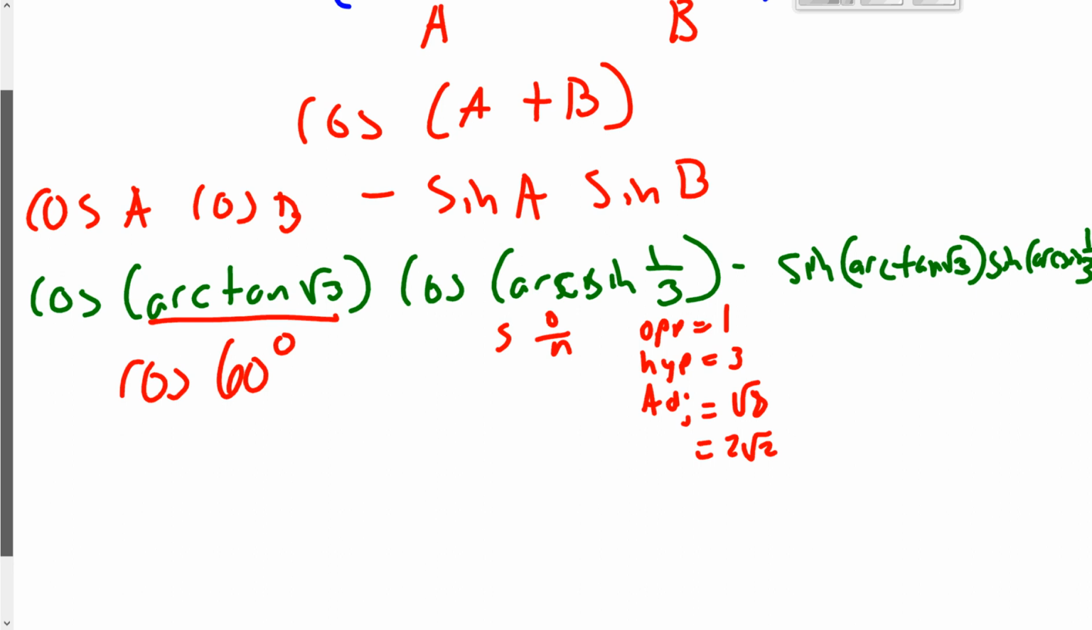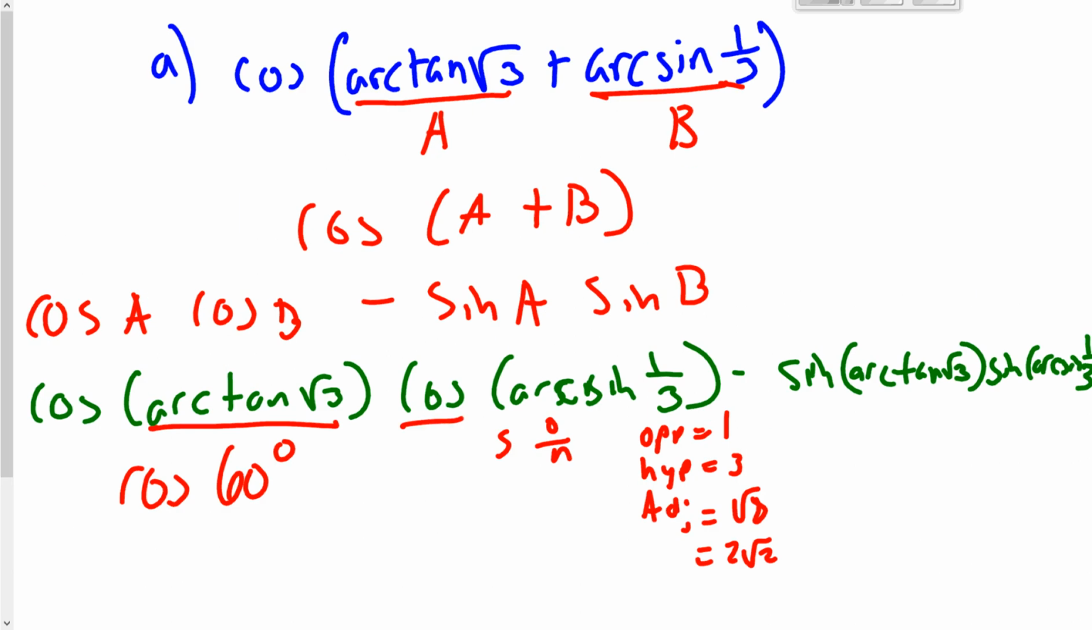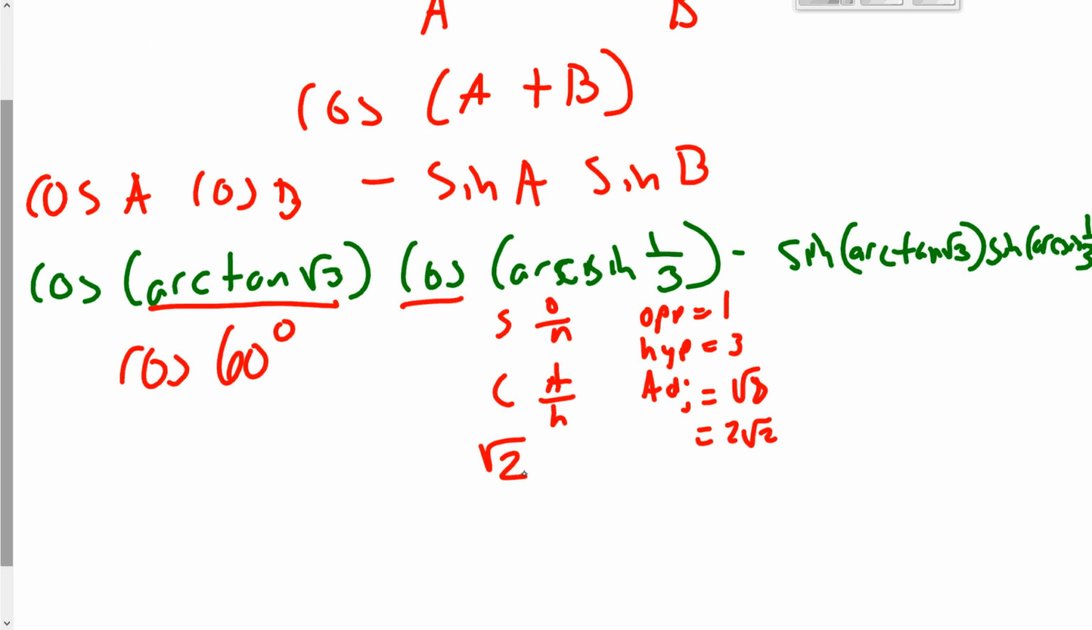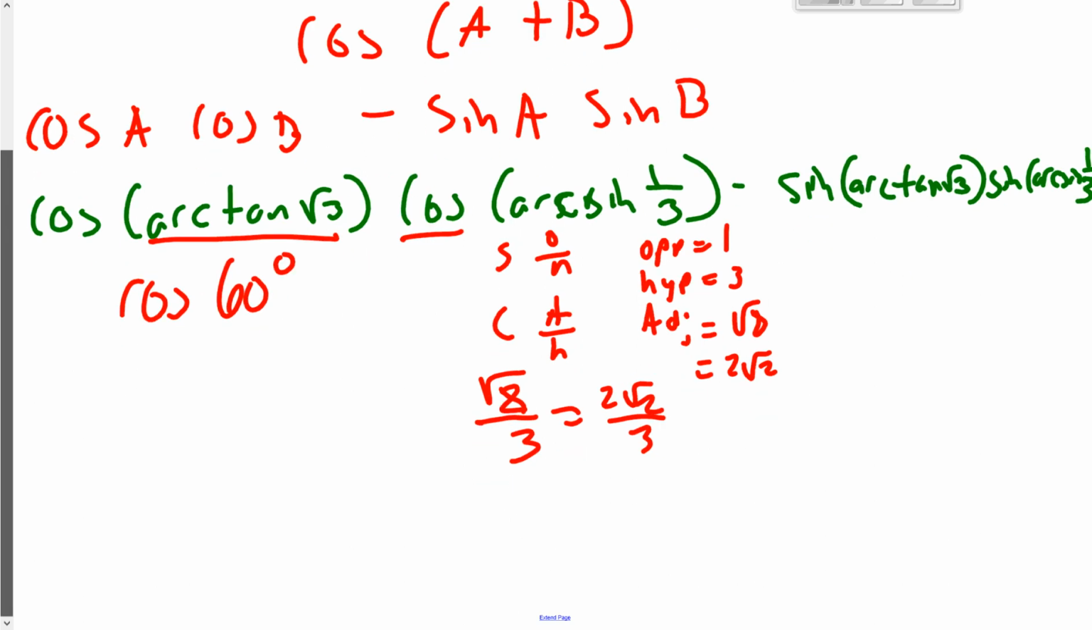So now I can go ahead and find cosine of that same angle, which is adjacent over hypotenuse. So I take my adjacent, which is, sorry, 2 root 2 or square root 8, whichever one, over the hypotenuse, which is 3. Or 2 root 2 over 3. Okay, so that's that one.